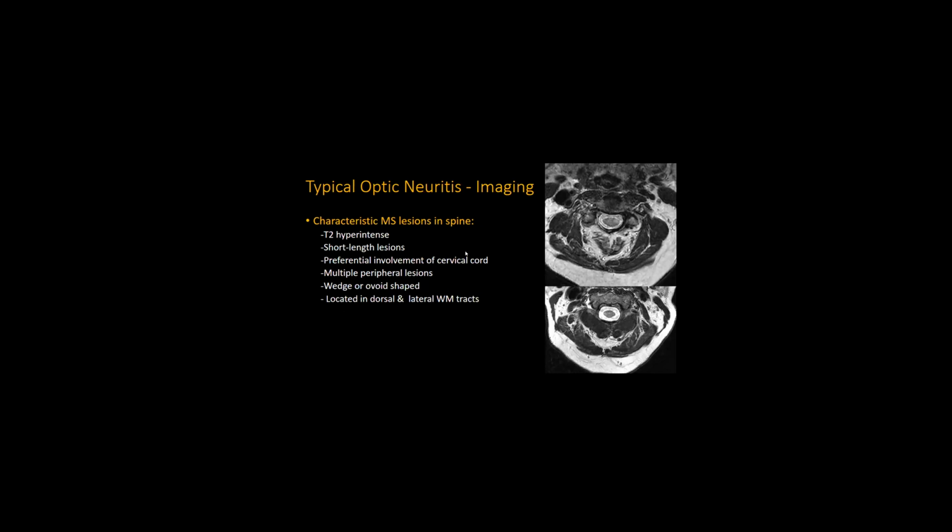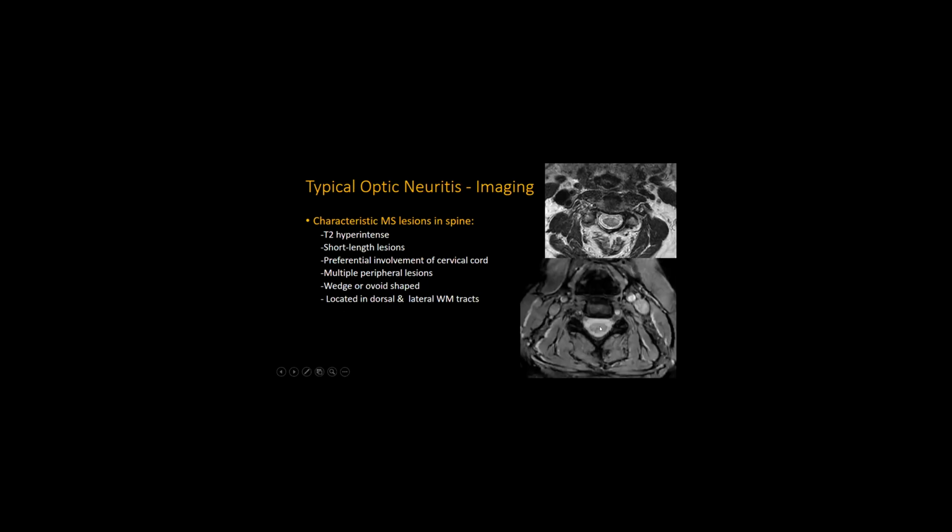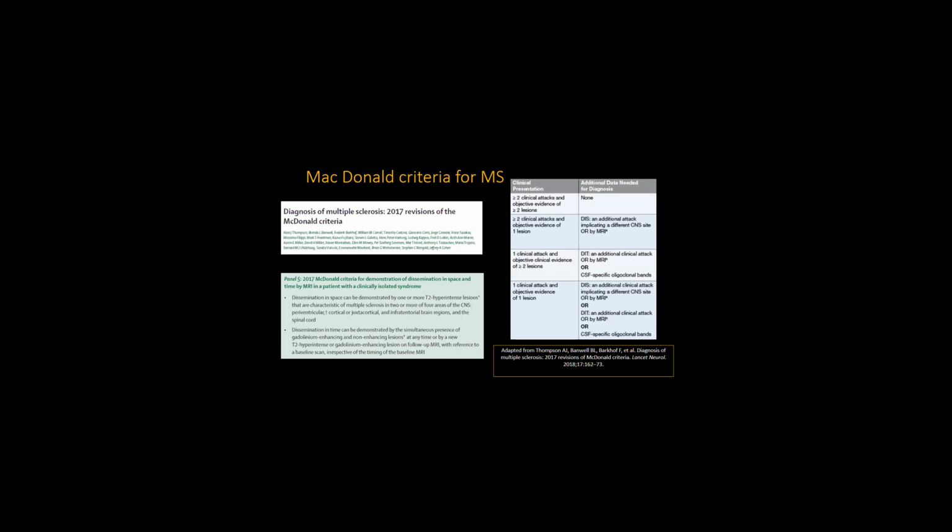So here's an example on a T2 weighted image where you can see it involves the lateral portion of the cord. Here's another example involving the right lateral portion of the cord. And we also do what is called the GRE sequences, which very nicely show these MS demyelinating lesions. So this H-shaped structure is actually the central gray matter, but you can see the lesions involving the lateral and dorsal columns. So the most commonly affected columns are the dorsal and lateral white matter tracts. So this is what MS lesions look like in the spine.